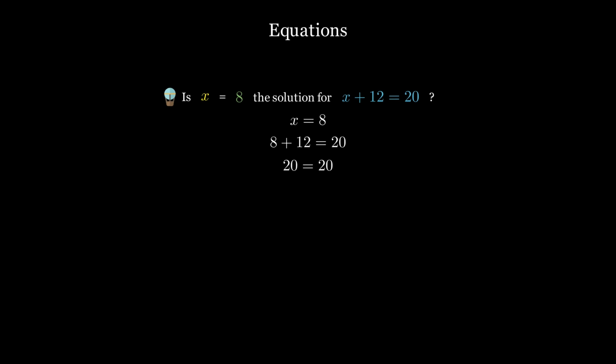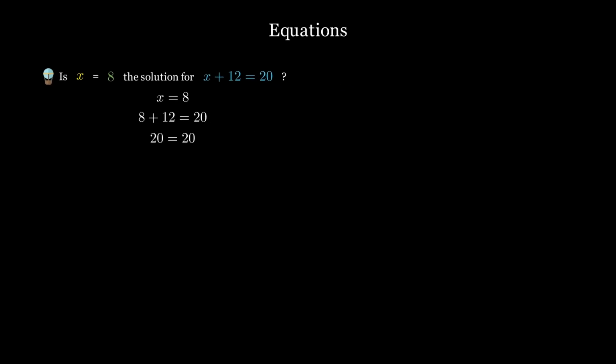Let's try another one. Is negative 6 the solution to 3x equals 18? Well, let's find out. Let's substitute negative 6 into the equation and the equation becomes 3 times negative 6 equals 18. After multiplying 3 by negative 6, we get negative 18, which is not equal to 18. In this case, both sides are not the same. So negative 6 is not the solution. Pretty straightforward so far. Now let's move on to a bit more complex example.